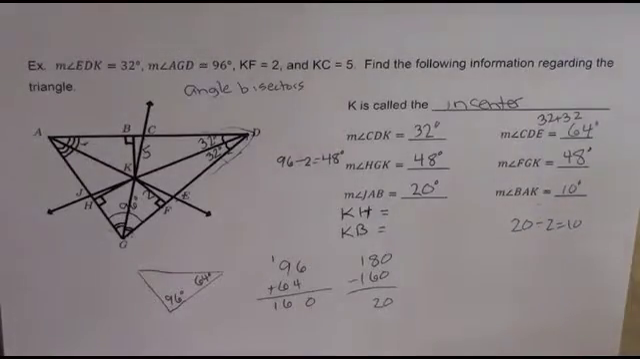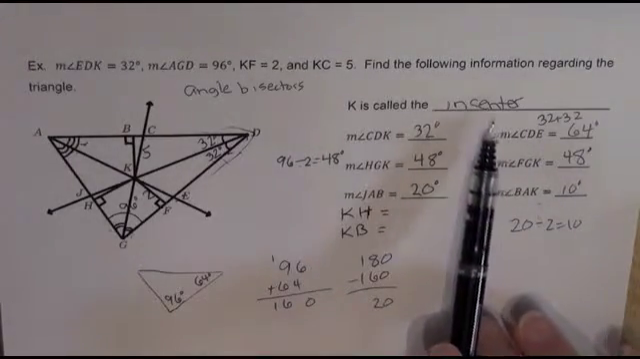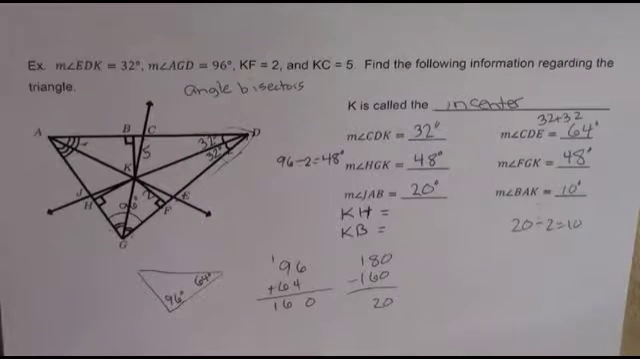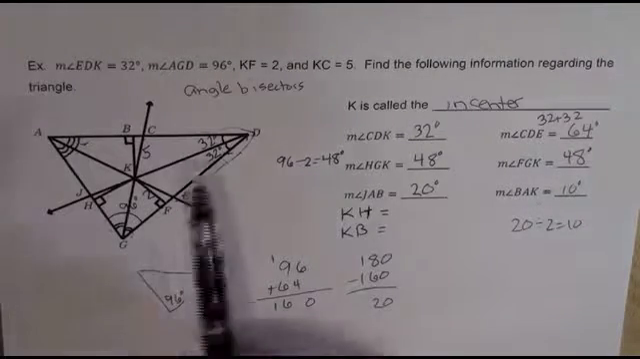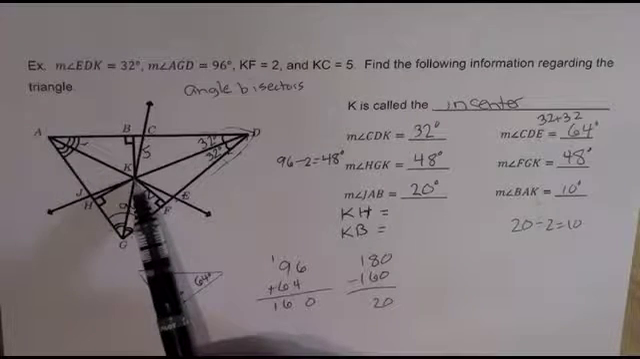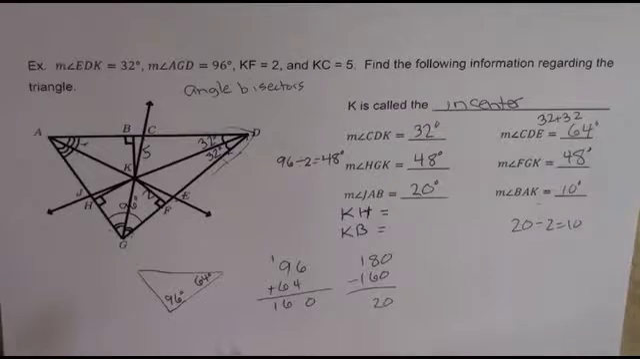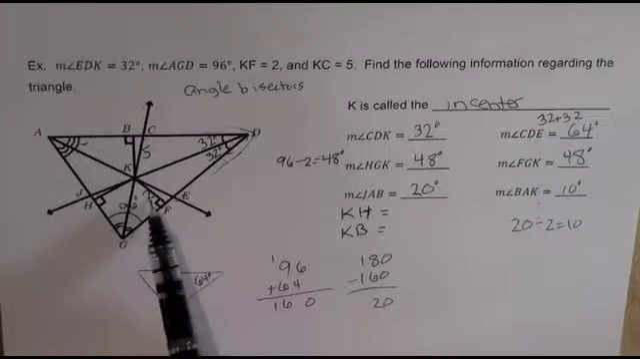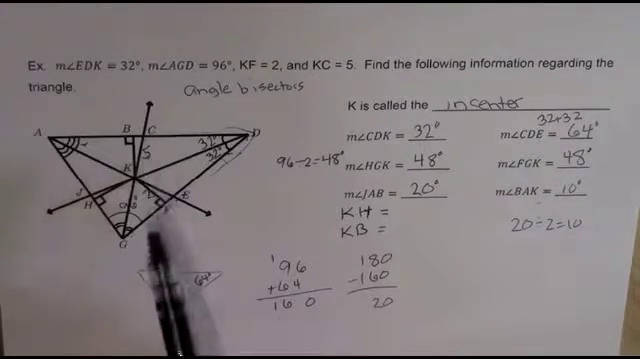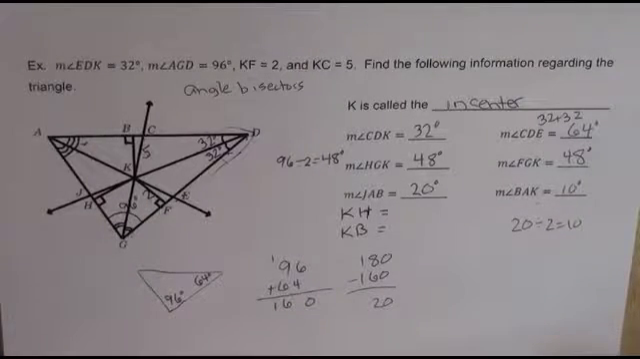Because the incenter has a very special property, and the property that it has is that it is equidistant to the sides of the triangle. That is, the distance from K to the three sides are all the same. So the question becomes, it's either 2 or 5. Which one is the distance to the side?